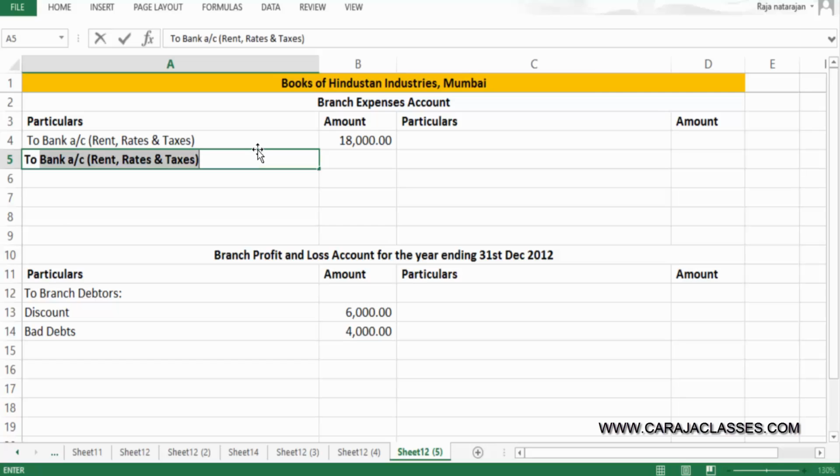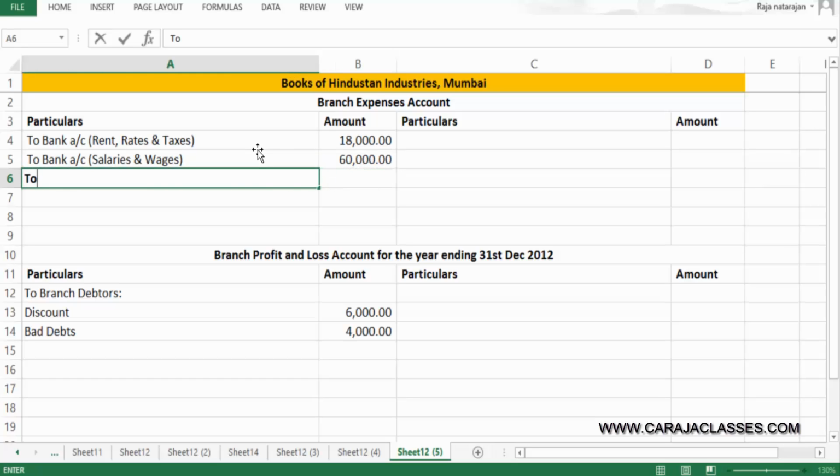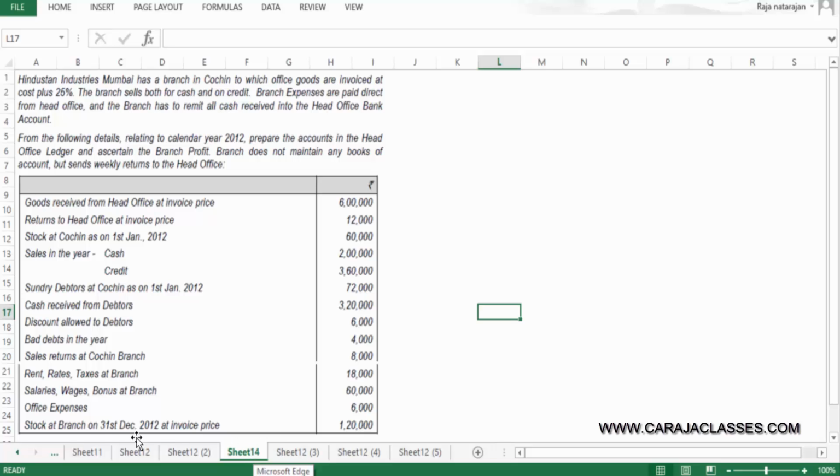Then there is also salary paid, so we'll say to bank account within bracket salaries and wages. And what is the amount? It's 60,000. Then there are some office expenses. We'll capture that also to bank account office expenses, and the amount involved is 6,000 rupees. So more or less we have captured all the items. Now let's see what is the last item we have.